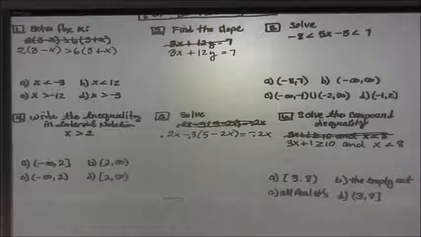So number 1 says solve for x. And they're going to give you a problem that has parentheses in it. What do they want you to do? They want you to not distribute all the way. They want you to leave off a negative sign. Okay? That's what they want. But we're not going to do that. Because we know what we do.